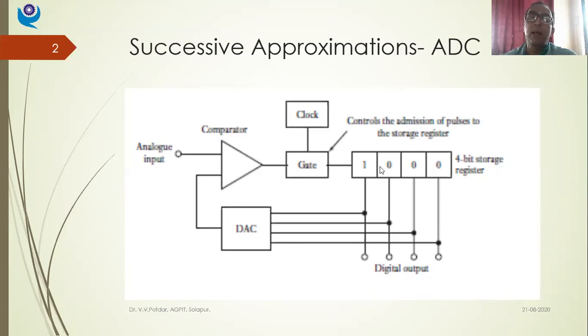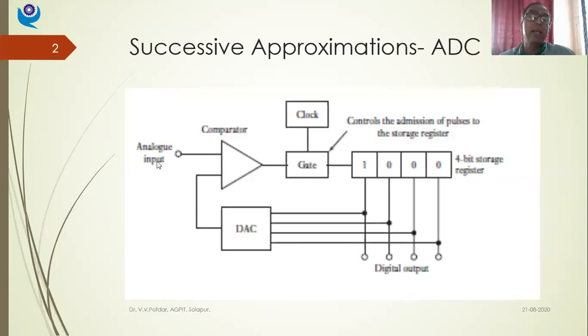And whatever is the digital output, that is connected back to my D2A converter. It's a 4-bit register and a 4-bit D2A converter. All these digits are connected to a D2A converter, which will convert this digital signal into an analog signal, and then this analog signal is fed back to my comparator. Please be attentive. Now, listen to me very carefully.